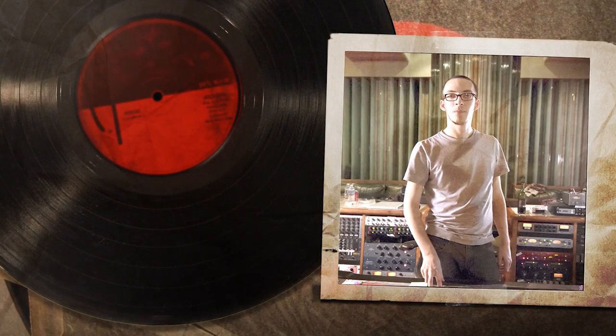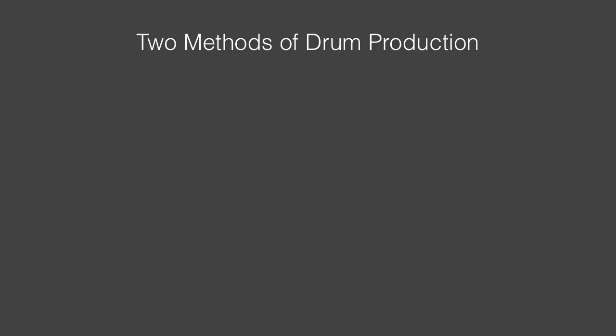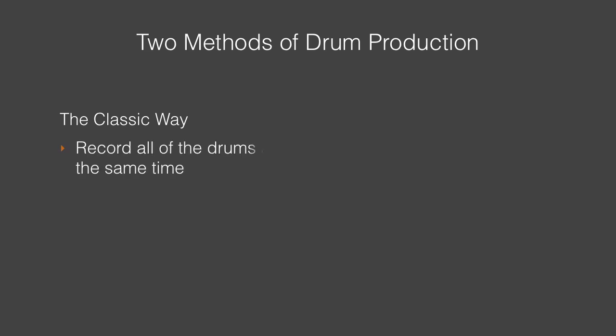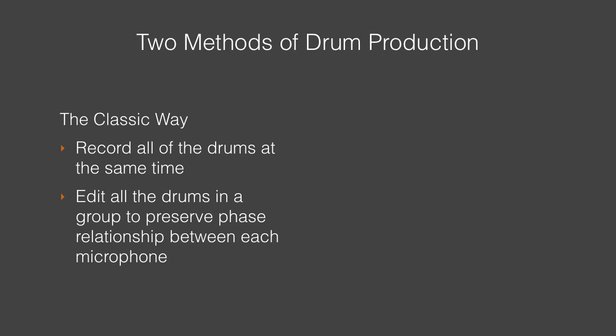The world of drums, it's very deep. There's two ways to record drums and edit drums, and I want to talk about these two ways. So the classic way is record all the drums at the same time and edit all the drums in a group, which preserves the phase relationship between each microphone. This is kind of the traditional way of what you think of when you're talking about a drummer going into the studio and recording the drums.